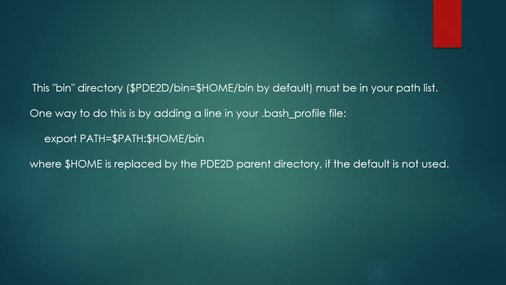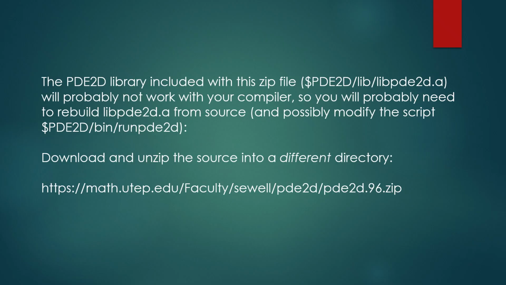Your path list must include the pd2d bin directory if this directory is not already included. One way to do this is in your bash profile file as shown here. Since we are assuming you will need to rebuild the library, download and unzip the source code file pd2d.96.zip into a different directory. Don't mix files with the Mac version.